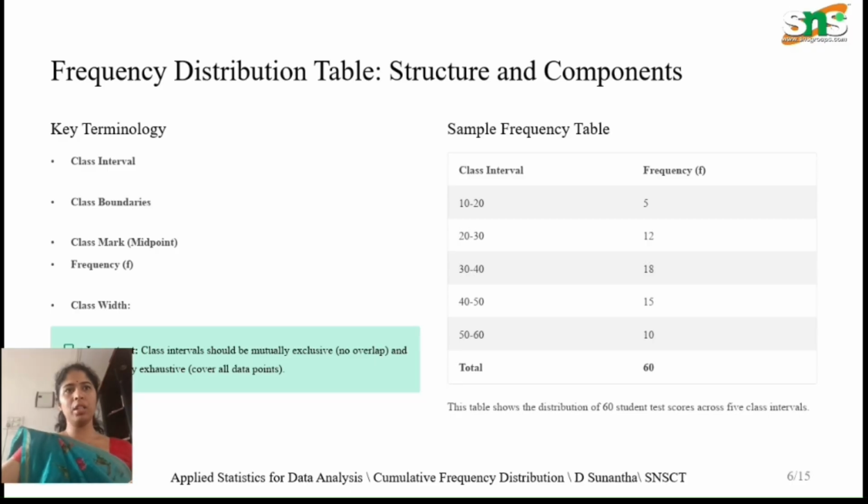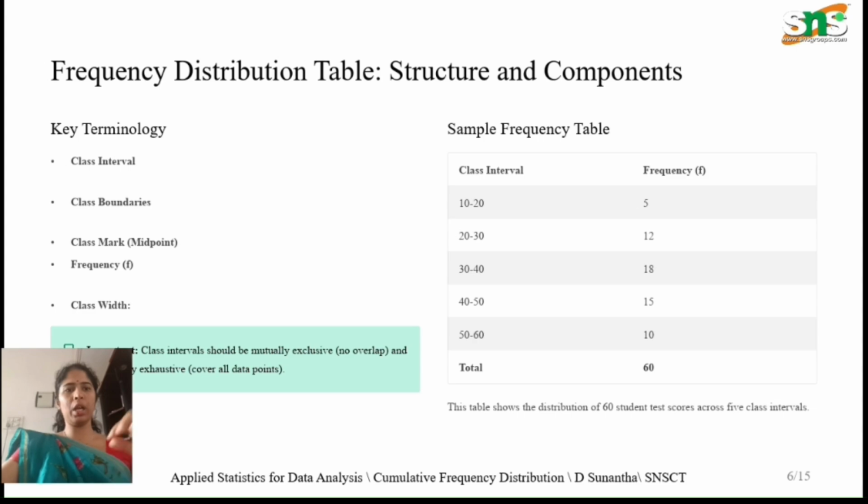Next is understanding cumulative frequency distribution. For example, suppose the student counts are given in the frequency table: 10 to 20 there are 5, 20 to 30 there are 12, 30 to 40 there are 18, 40 to 50 there are 15, 50 to 60 there are 10, and the total is 60.